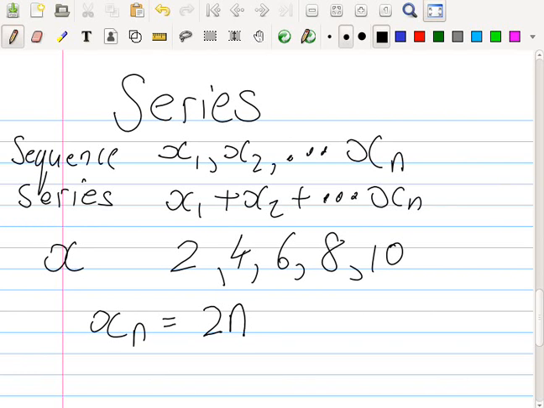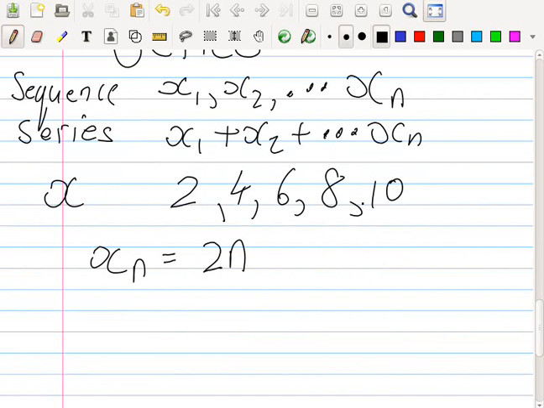2n, right? Because if n is 1, what's x1? 2. And if n is 2, what's x2? 4. So you can make this using this formula here. So rather than writing out any numbers, is there any way I can write out a series without having to list every term? And there is, and it's this symbol.